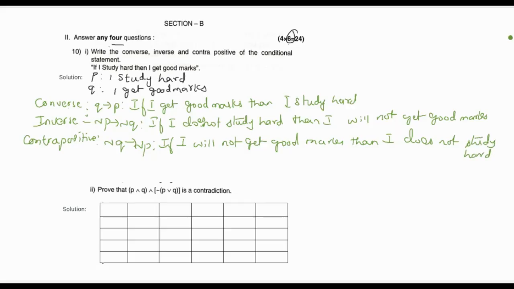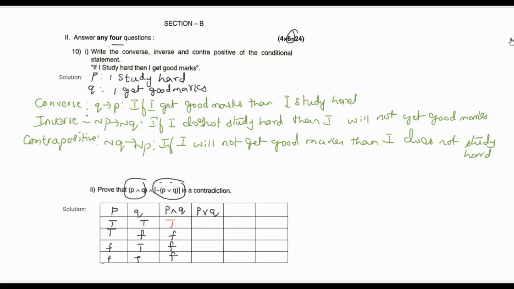Moving on to the next question: find the contradiction for the given condition. What is the condition given here? If it is P, Q, P means T, T, F, F, and Q means T, F, T, F. Now the first condition is P and Q. What is P and Q? P and Q says when it is T and T, it is T, otherwise it is false. It is all false.